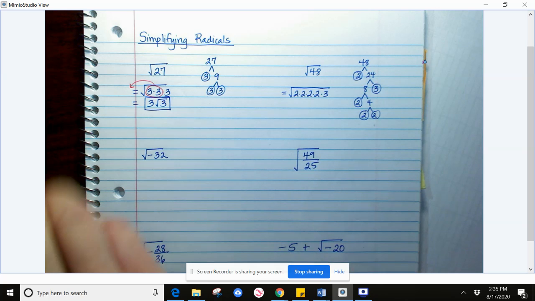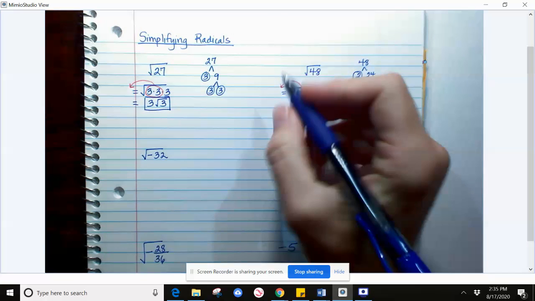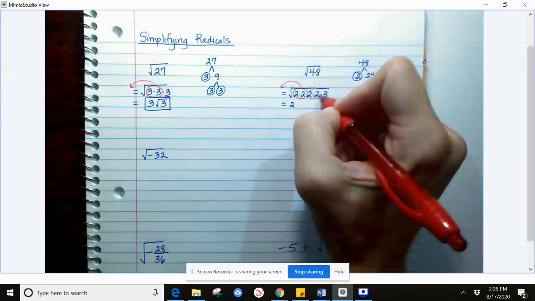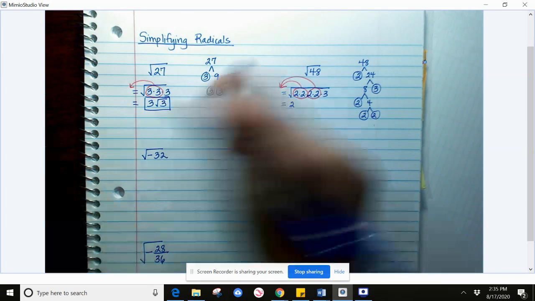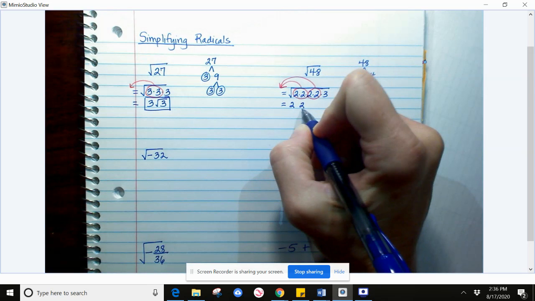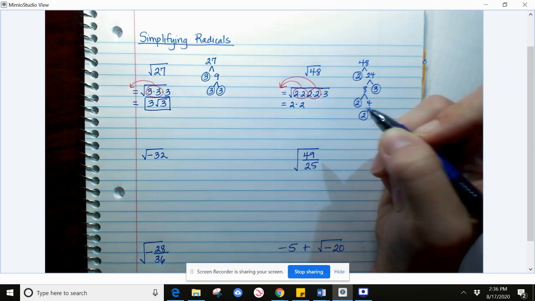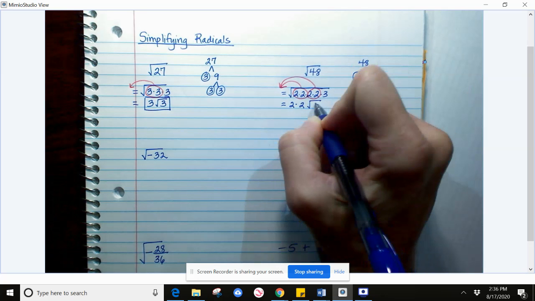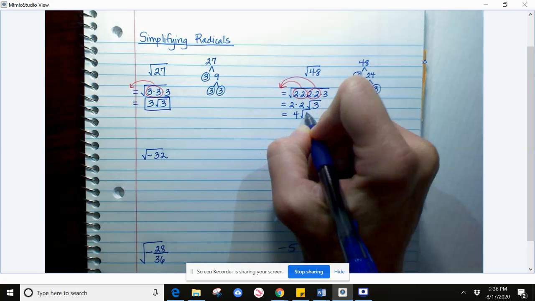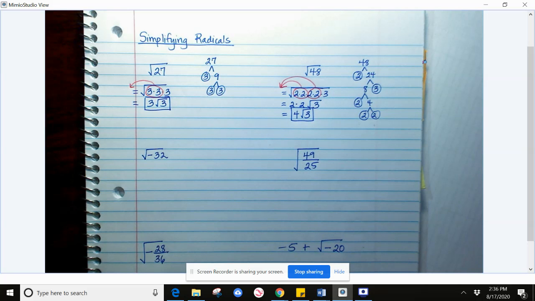I see a pair of 2s, so that means there's going to be a 2 to come outside the radical to represent that pair. I see another pair of 2s. So another 2 comes out to represent that pair. Now, I've got two 2s I brought out. If you bring out two numbers to represent a pair, those get multiplied together. And then whatever's left over stays underneath. So actually, this will become 4 square root 3. Okay, so that's how we would reduce that radical. All right, let's keep moving on.